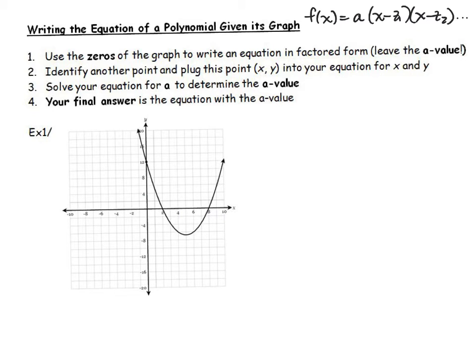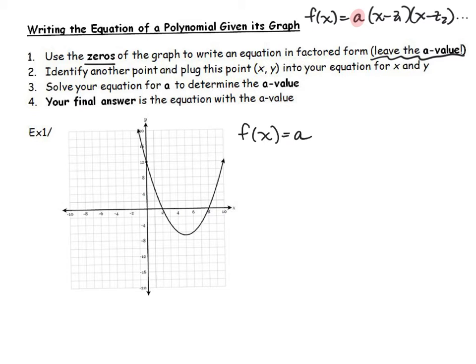All right, so I'm going to read these steps and we're going to do them one by one. Step 1 says use the zeros of the graph to write an equation in factored form, leave the a value, which means we're going to leave this a value here in our factored form. All right, so let's do that first. So I'm going to just start it off, f of x equals, and I'm going to write a because I know I'm going to leave the a value. And now I have to write out the factors.